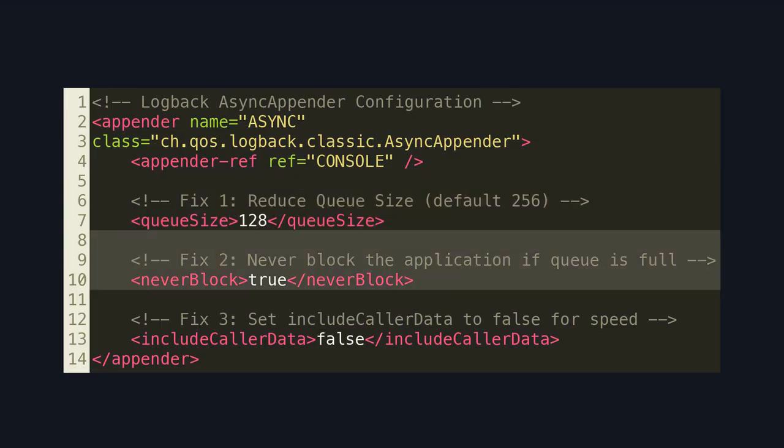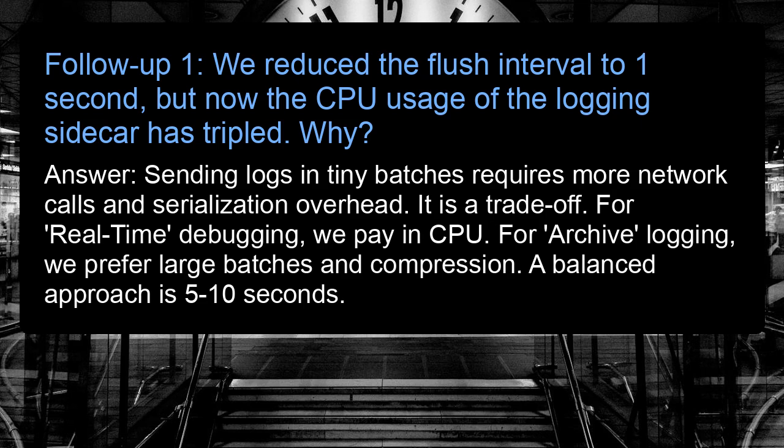This is critical for stability. If the logging backend, CloudWatch, is slow and the buffer fills up, the default behavior is to block the application threads until space clears. By setting neverBlock to true, we choose to drop log lines rather than freeze the application.